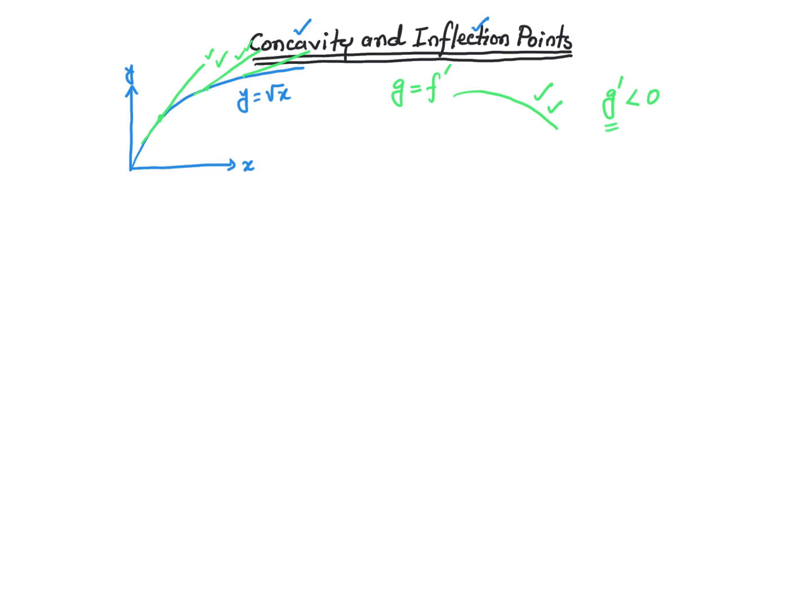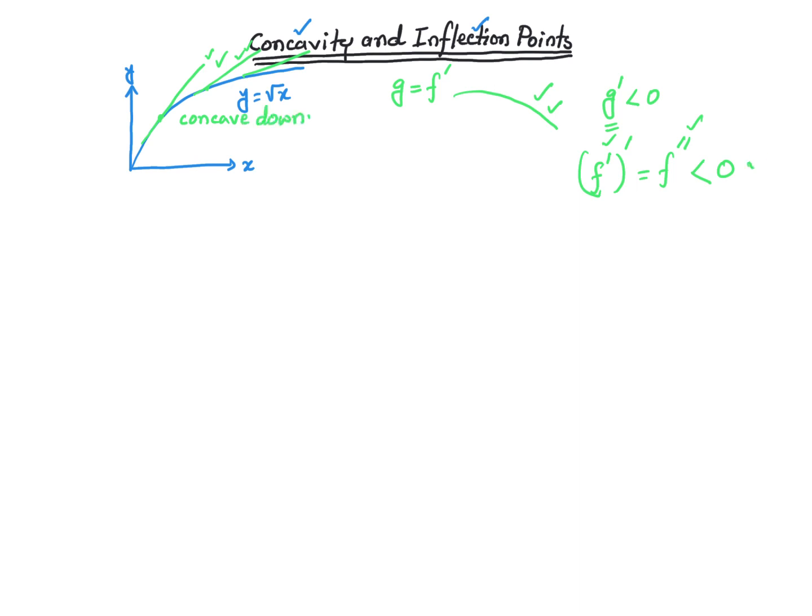But what is g prime? G prime is nothing but f prime prime. That means you are taking the derivative of f twice. Here we are dealing with a single variable, so order is not an issue. So I can just say this is f double prime. So if f double prime is less than 0, we say that a function is concave down.